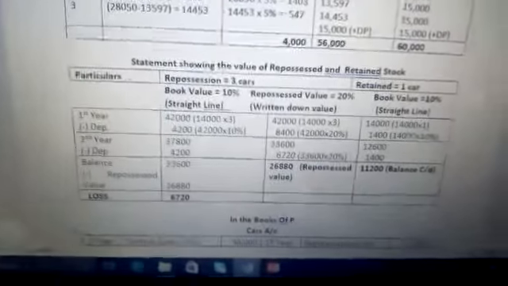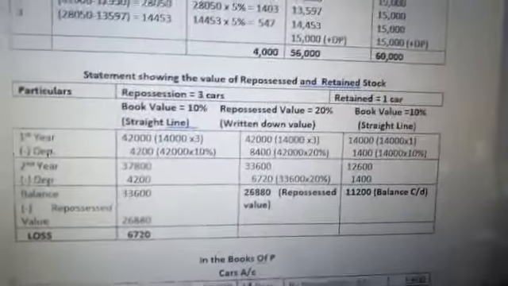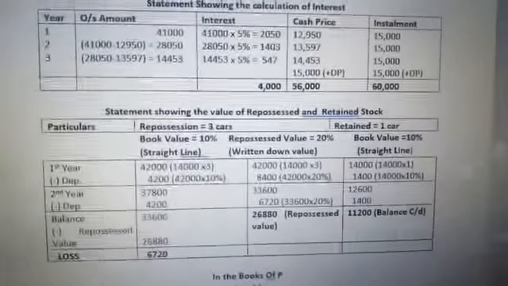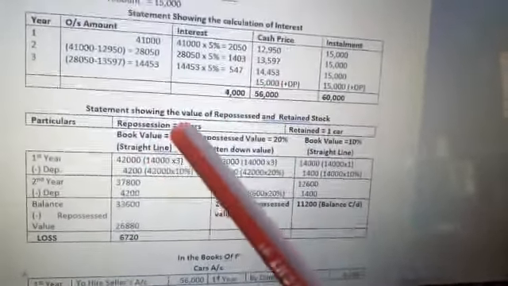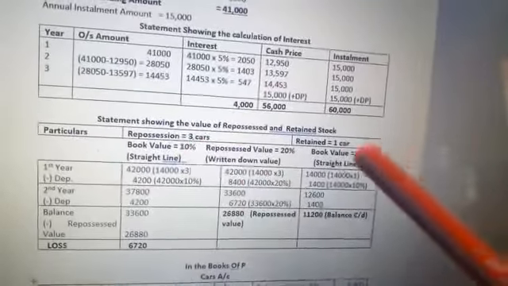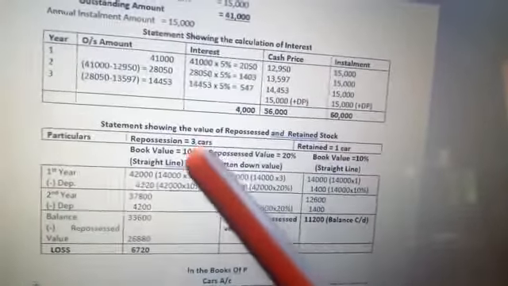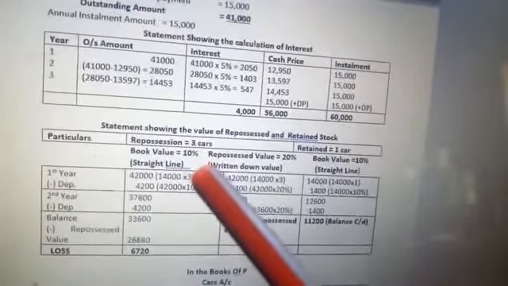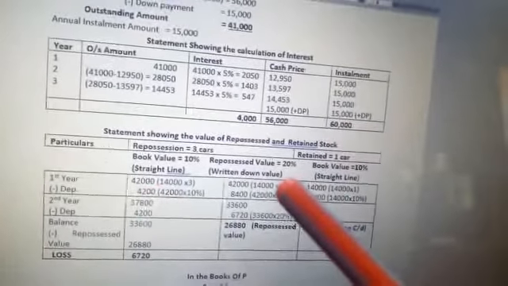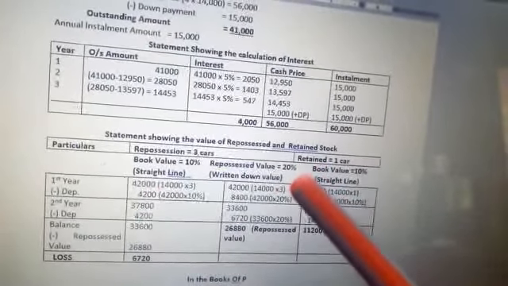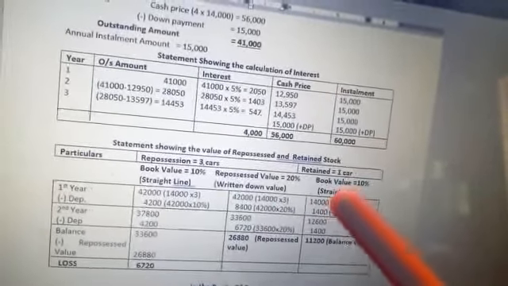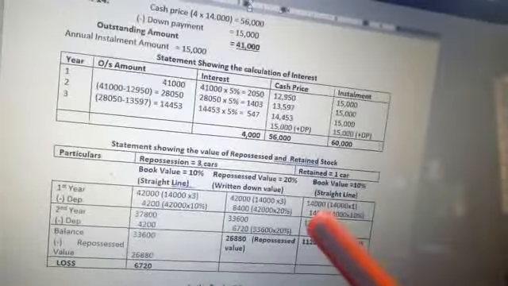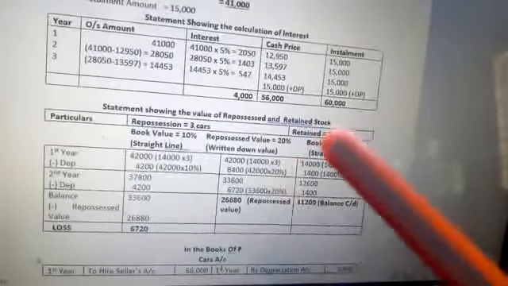Next, as this is the case of partial repossession, we need to prepare one more statement showing the value of repossessed and the retained stock. So, repossessed 3 cars and retained only 1 car. The hire purchaser charges depreciation at the rate of 10% on the straight line method and the hire seller charges the depreciation at the rate of 20% under the written down value method, and the retained car will be valued at 10% on the basis of straight line.